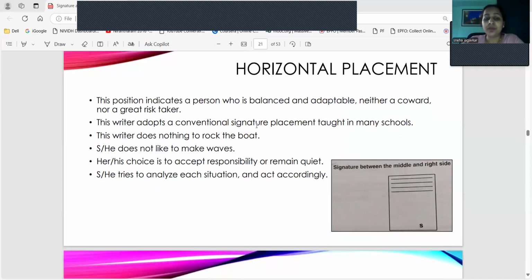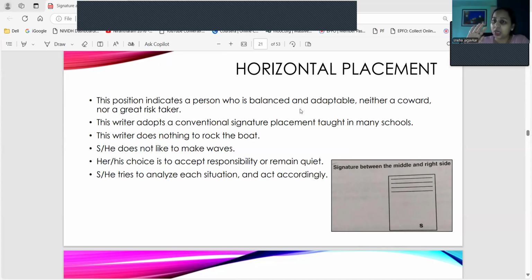Now, the third horizontal placement indicates a person who is balanced and adaptable, neither a coward nor a great risk taker. This writer adopts a conventional signature placement taught in many schools. This writer does nothing to rock the boat. They do not like to make any kind of waves. They accept the responsibility or remain quiet. They are both, and they try to analyze each situation and then act accordingly.